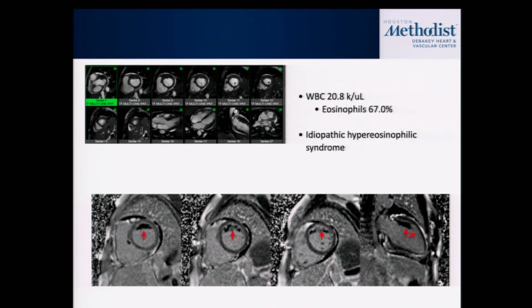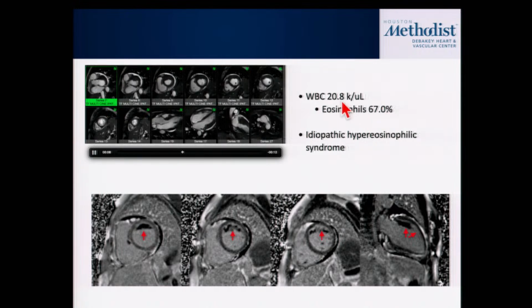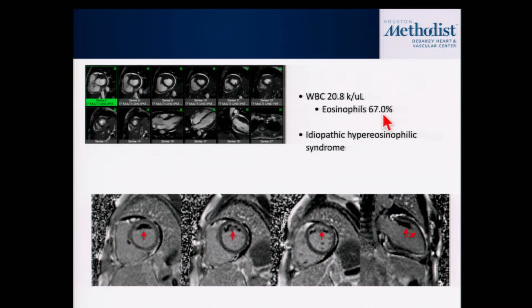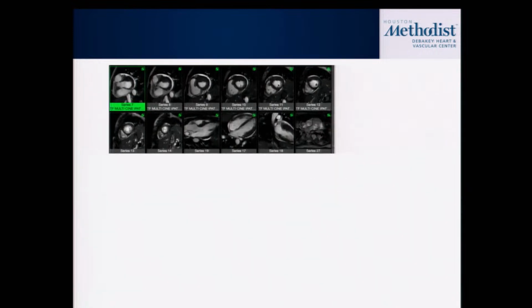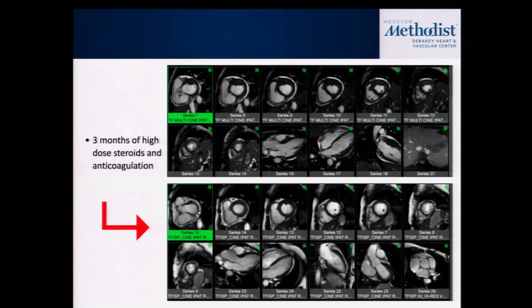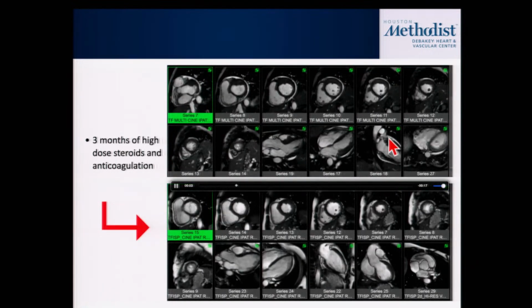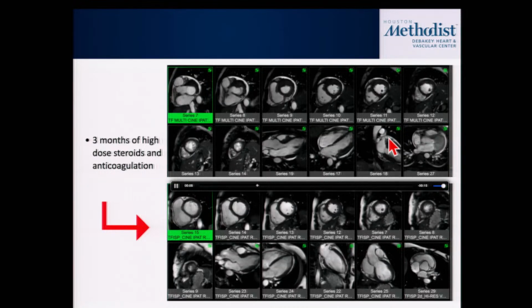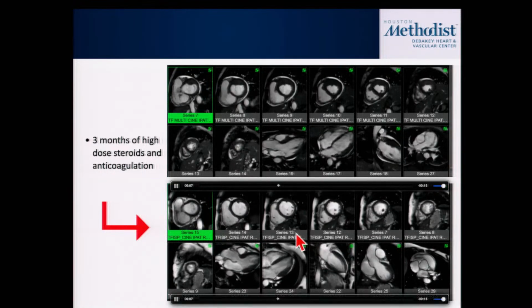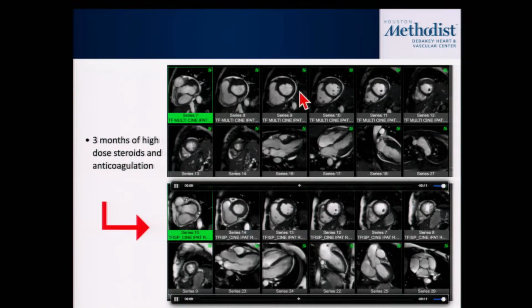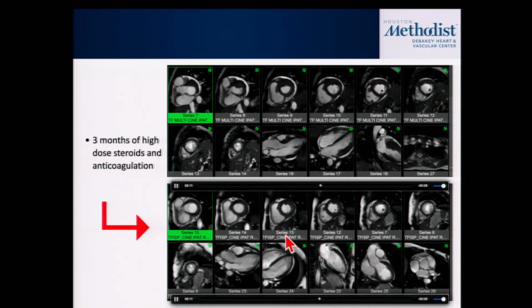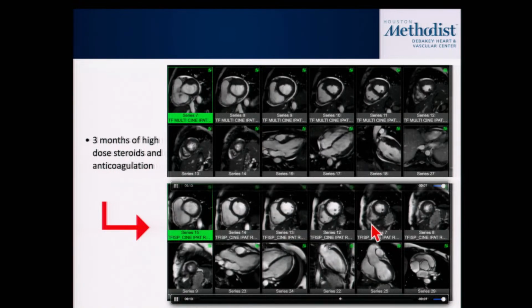So we said, oh, what is the eosinophil count in this person? White count is 20K with the eosinophil count of 67%. And in fact, yeah, this person does have hypereosinophilic syndrome. And interestingly, after treatment, so this person got 3 months of anticoagulation and steroids, and then we brought them back for follow-up imaging. And again, the top is the initial scan. The bottom here is the post-scan 3 months later.